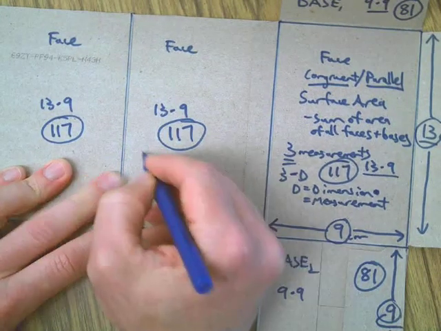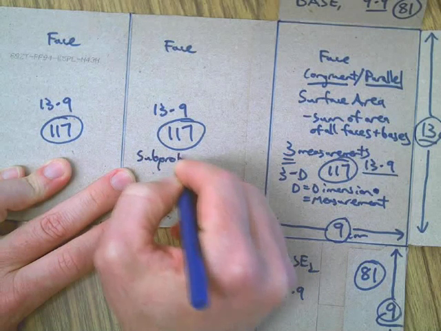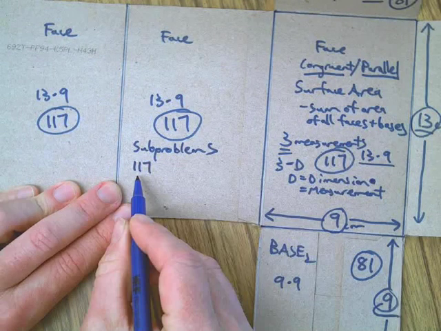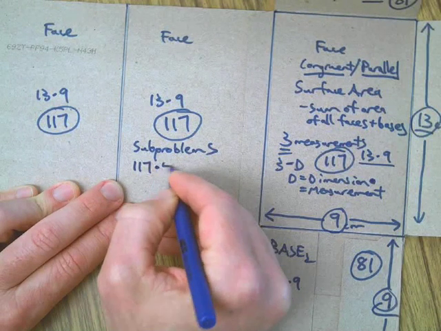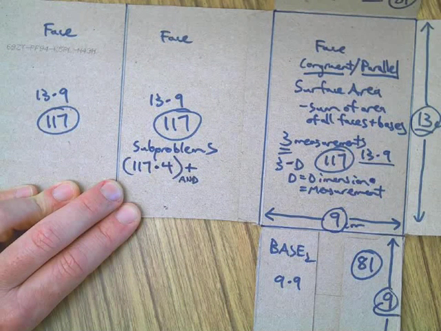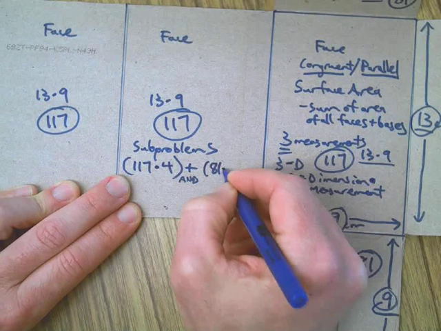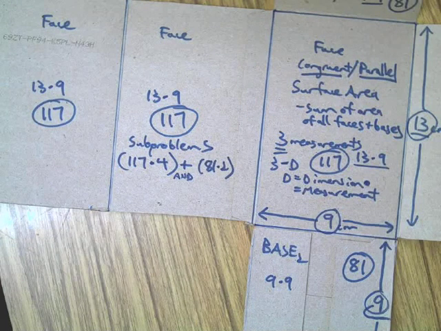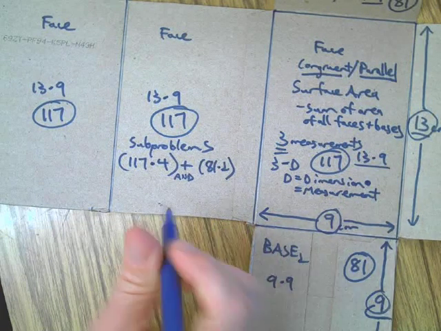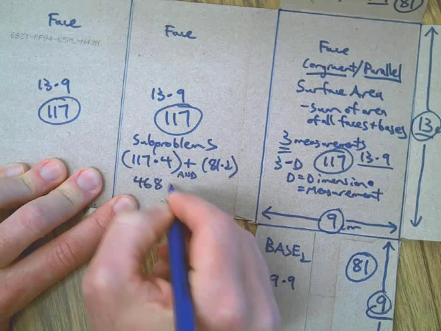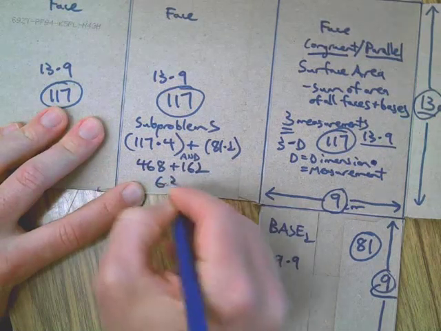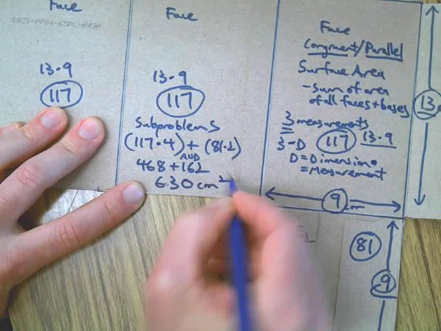Okay, so I need to show subproblems. Those are the little problems that we put together to get the answer to a big problem. So I've got 117. I've actually got it 4 times. And, all right, there's the word and, plus sign. And I've got the 2 bases, 81 times 2. There we go. So that's 440 and 68 is 468, and 162, which looks like 630 centimeters squared. Square centimeters.